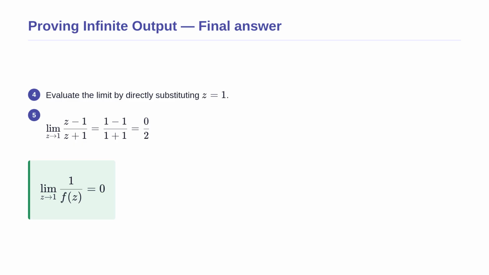This gives us simple arithmetic to solve. (1 - 1) over (1 + 1), which simplifies to 0 over 2. The result is exactly 0. Because the reciprocal of the function goes to 0, the original function must blow up to infinity. This confirms our proof perfectly. We have shown that the output explodes as the input approaches 1.